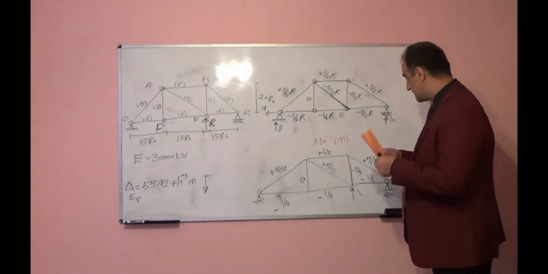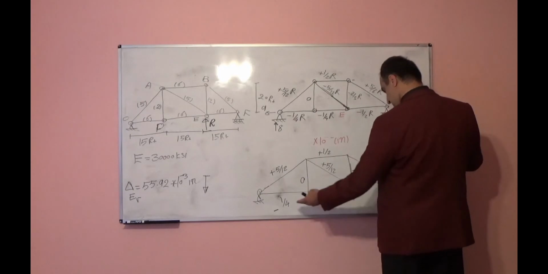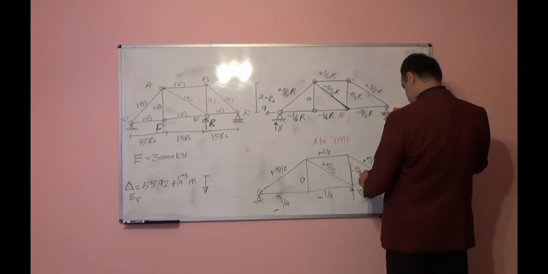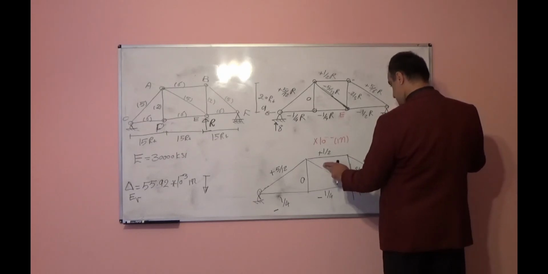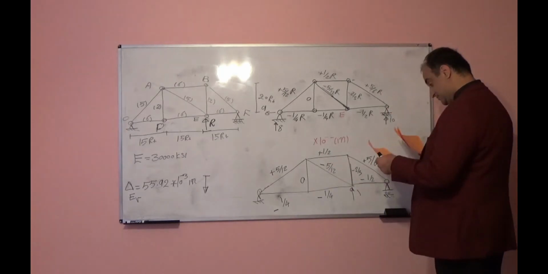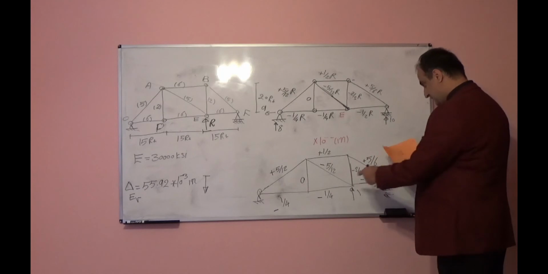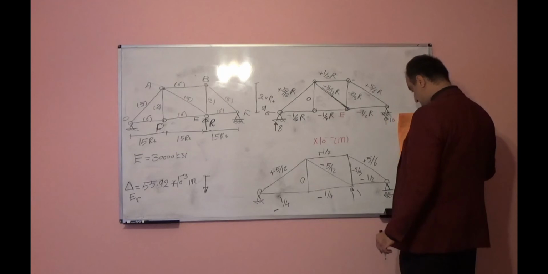So let's double check to see everything is right. Positive, positive, positive, negative, negative, negative. So this will be negative 5 over 12. Yes, negative 5 over 12, negative 1 over 4, 0. Everything seems right.